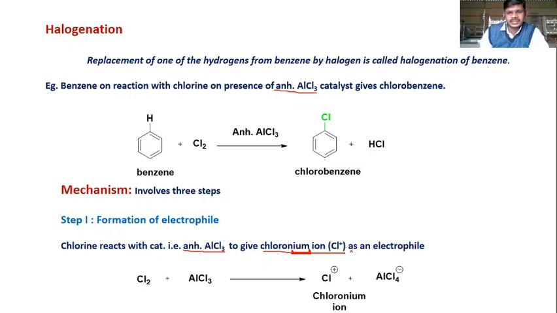As an electrophile, when chlorine reacts with AlCl3 it gives Cl+, that is the chloronium ion, plus AlCl4 minus, which acts as a base. It is going to be used as a base in the coming mechanism steps. So just keep in mind that the chloronium ion is generated and the AlCl4 base is also generated in the first step, that is the formation of the electrophile.